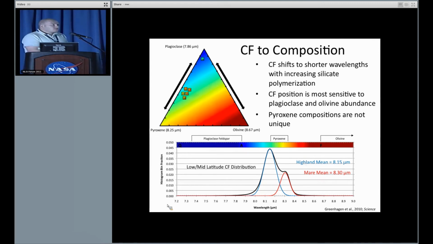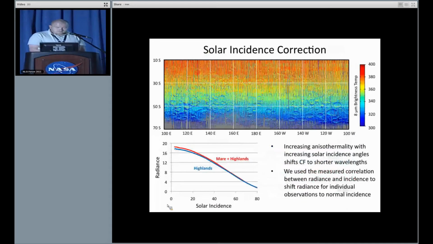Fortunately, near-infrared spectroscopy is particularly sensitive to the abundances of pyroxene and olivine, so there's a really good synergy here. They can help us on this part of the scale, and we can really help them with plagioclase abundance because it's something we're very sensitive to. The bottom plot is showing a histogram of Christiansen feature values for typical lunar terrains. It's a clear bimodal distribution with a highland mean of around 8.15 microns, which is very similar to the Apollo 16 number we have, and mare around 8.3 microns.